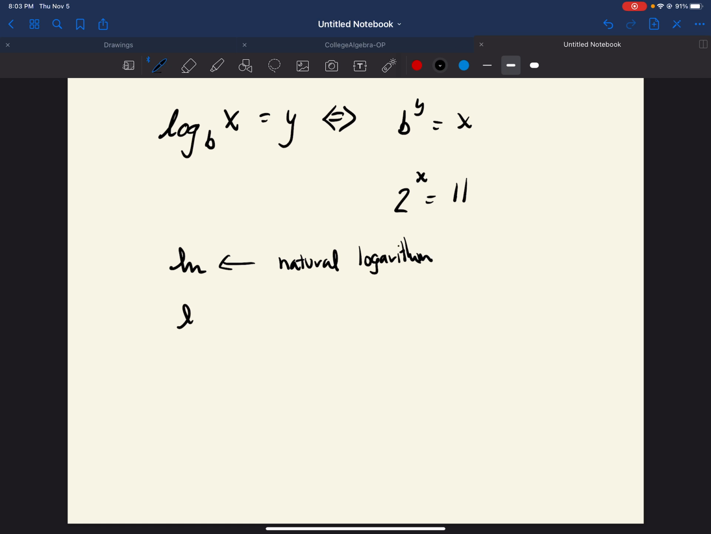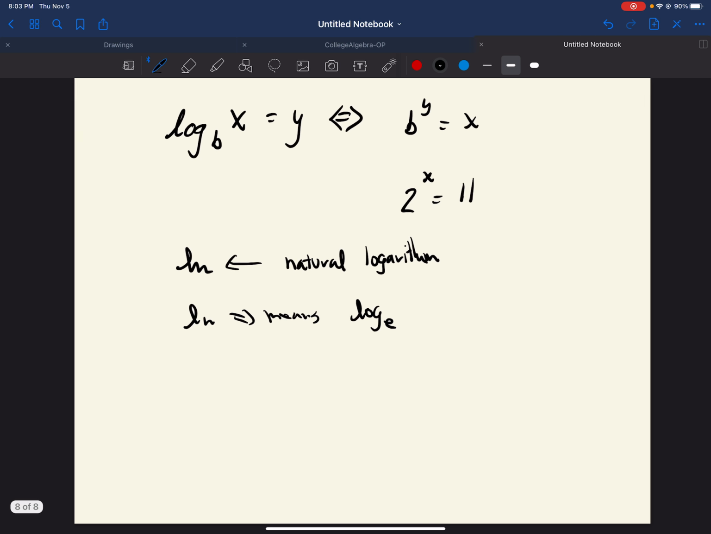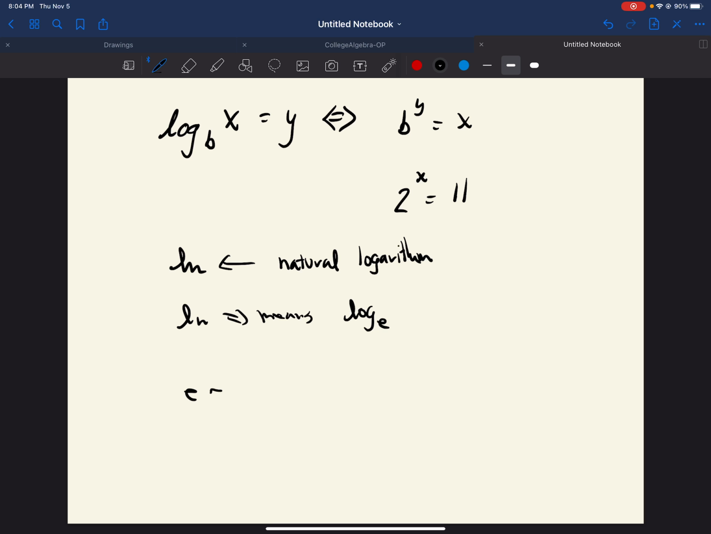But when you see ln, that means log base e. And so where e is a very special number, e is approximately 2.7178288, and it goes on forever and ever and ever. Here's a few cool things I'll just tell you, because I can't not tell you this once we reach this point. E is what's called a transcendental number.